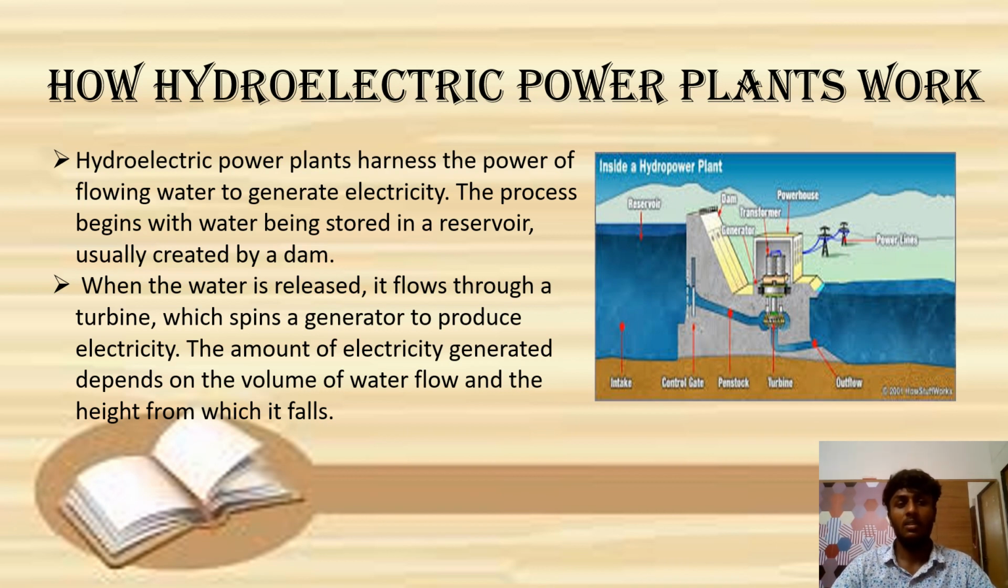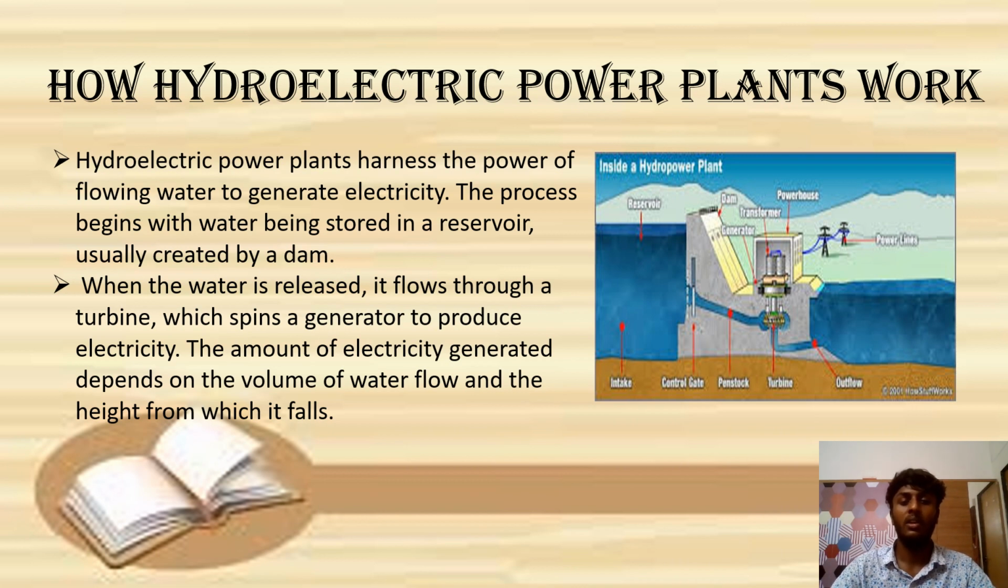There are several components: dam and reservoir, intake and penstocks, turbines, generator, transformers and transmission, tail race, and control system. First, dam and reservoir. A dam is constructed across a river or natural water source to create a reservoir. The dam helps to regulate the flow of water and creates a height difference known as the head between the water level in the reservoir and the turbine.